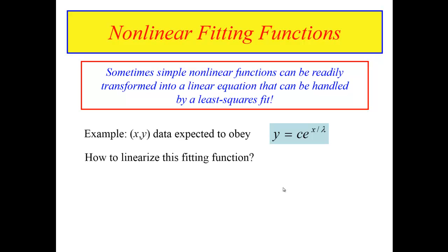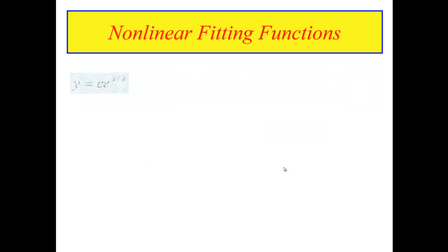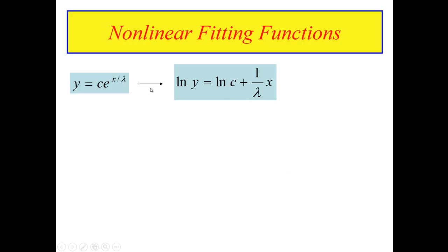So what do we do? Well, we try to linearize this function by doing some kind of mathematical operation on it that will make the term, in this case the lambda term that's in the exponent, come down and appear in a simpler place. So you probably recognize that if we take the natural log of both sides of this equation, it becomes log y equals log of c plus 1 over lambda times x. And what we've now done, the lambda now is no longer in an exponent of our term, but it appears as a simple multiplicative constant, although it's in the denominator in this case.